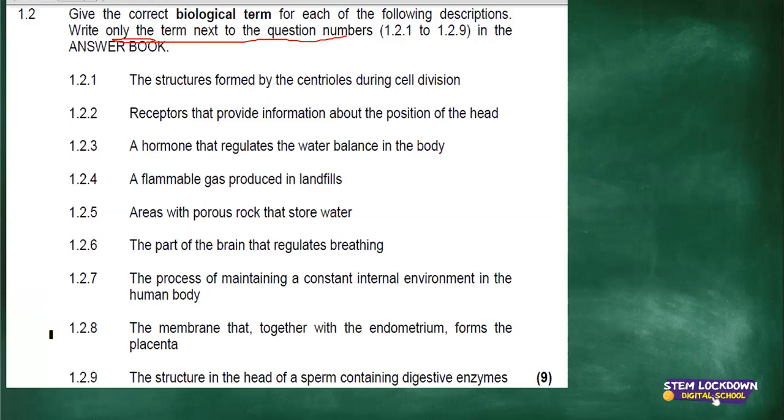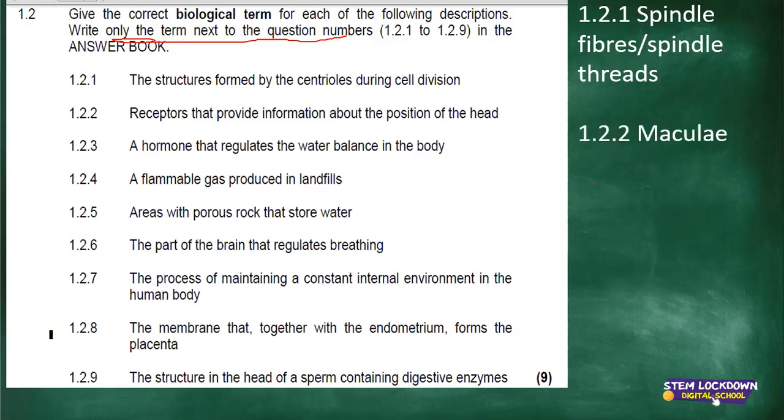So there we go. 1.2.1, the structures formed by the centrioles during cell division. What are those structures? We've been discussing these. These are spindle fibers or spindle threads. They're like invisible threads that form during cell division. And then in mitosis, they occur in the prophase phase, right? 1.2.2, receptors that provide information about the position of the head. Those receptors are called maculae.